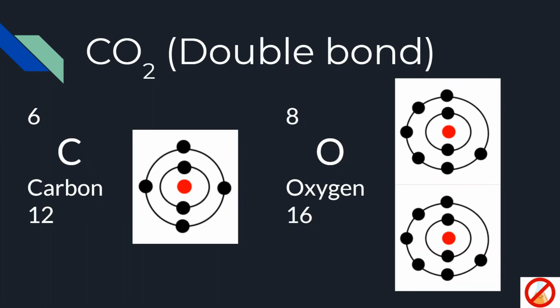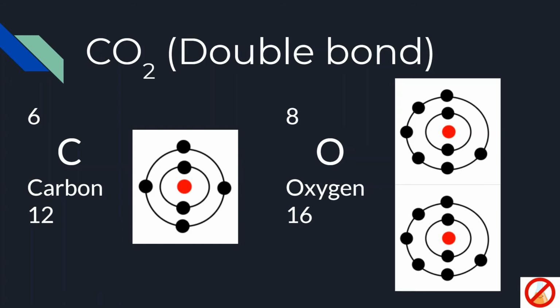Then we can take a look at an example for a double bond. In this case, we have carbon dioxide. I bet most people would know what carbon dioxide is. It's a very serious greenhouse gas, and it's actually causing global warming, so it's not something good for us. Carbon dioxide is CO2, so we have 1 carbon and 2 oxygen.